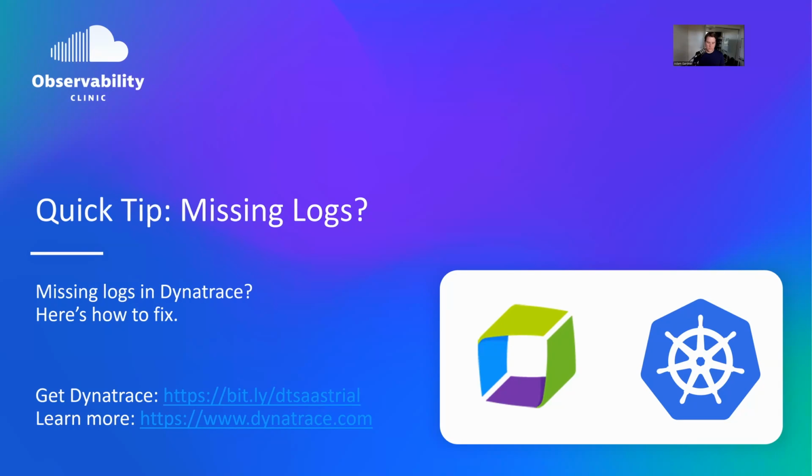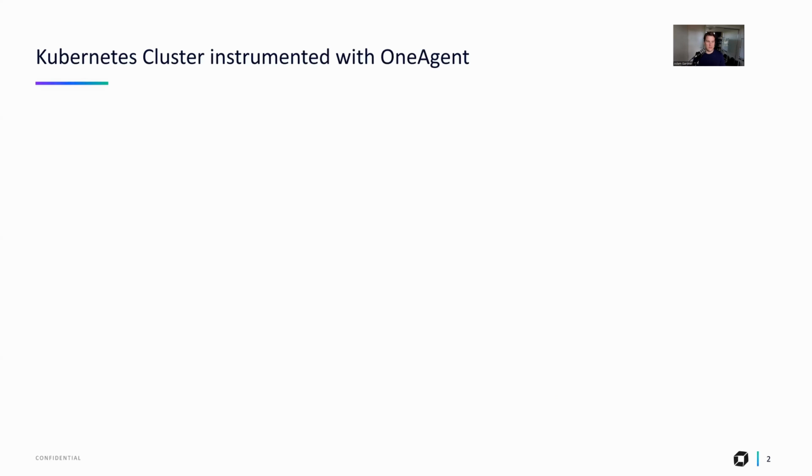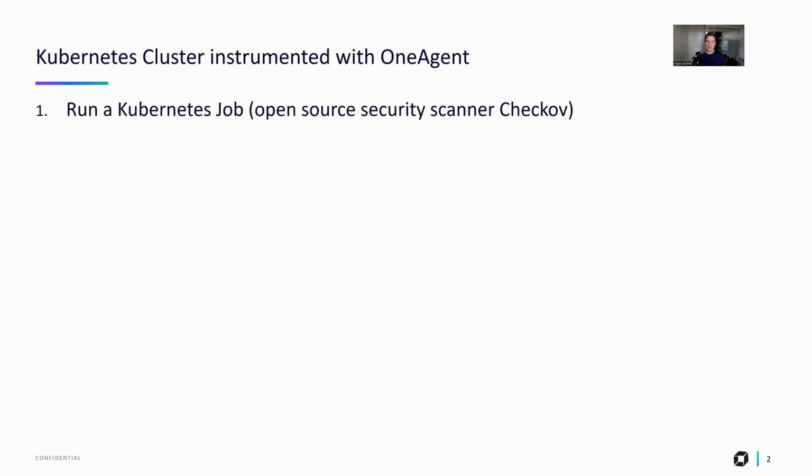Hey everyone, I wanted to share a quick tip that I've learned today in regards to missing log files. So how did I get to this scenario of making this quick tip? Well, I had a Kubernetes cluster instrumented with the OneAgent. I wanted to run a job on that cluster and grab the log files from the cluster. In my case, it was an open source security scanner called Checkov.